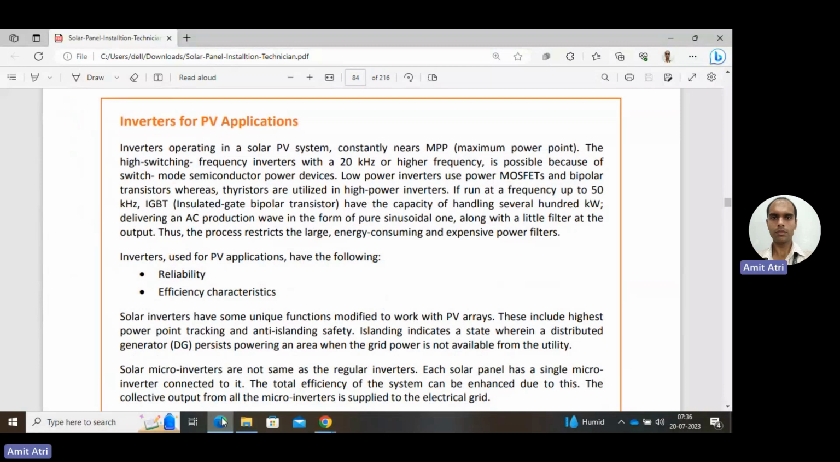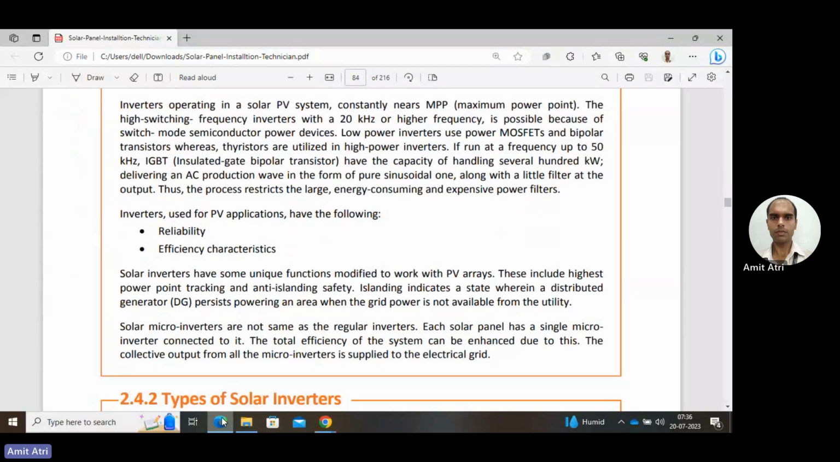Because in these semiconductor devices, the resistance is almost negligible when conducting. Basically they are doing switching operations, switch on, switch off. Controlling is easy as moving parts are not there. So efficiency is high. And this is the requirement for the inverter, that it should be reliable and efficient. Both of these requirements we are getting from these semiconductor power devices.